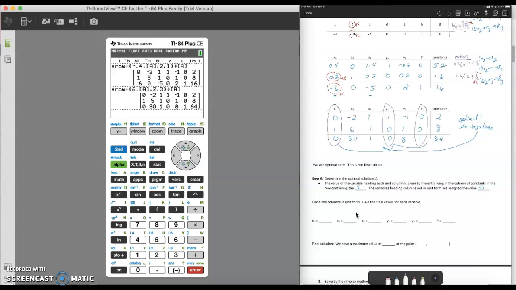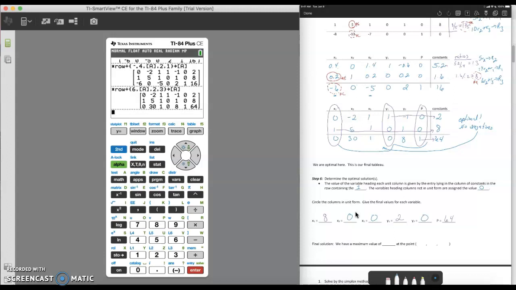So this x1 value is an 8. This y1 value is a 2. And this p value is a 64. And then what it says is that everything else is assigned a value of 0. Anything not in that unit column form. Oh, I'm sorry, I accidentally reversed these two. Please fix that. So the y1 was a 2, the y2 is a 0.